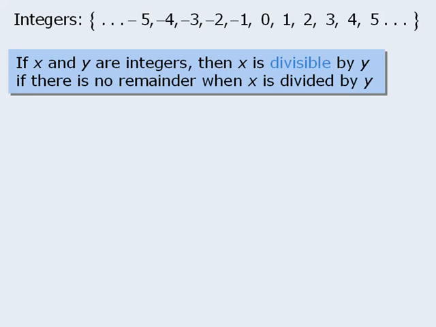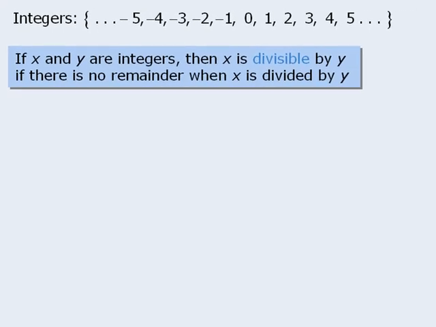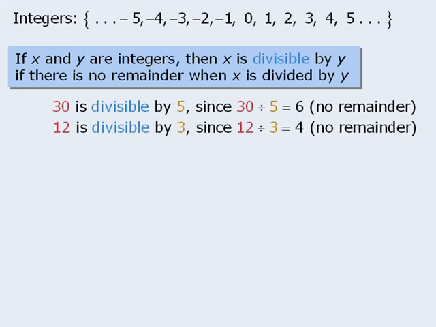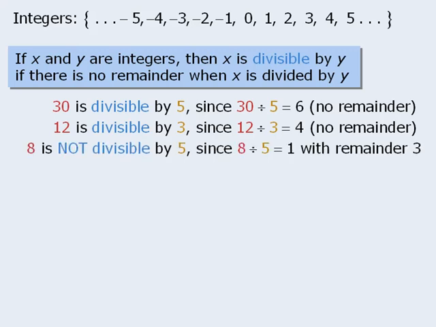Now, if x and y are integers, then we will say that x is divisible by y if there is no remainder when x is divided by y. For example, 30 is divisible by 5, since 30 divided by 5 gives us a quotient of 6 with no remainder. Similarly, 12 is divisible by 3, since 12 divided by 3 is equal to 4 with no remainder. Conversely, 8 is not divisible by 5, since 8 divided by 5 is equal to 1 with remainder 3.